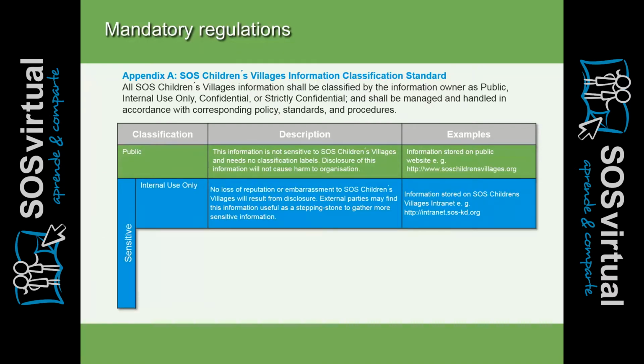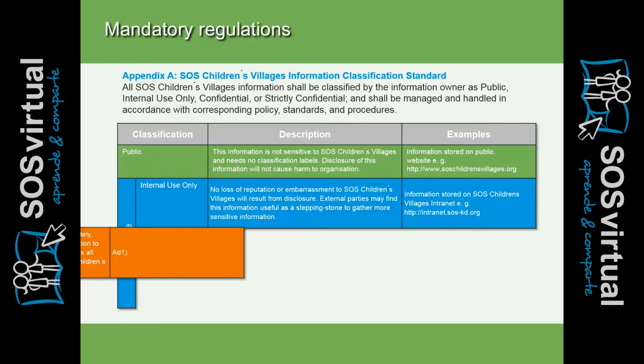Another classification of information is sensitive. This type of information is for internal use only. Its disclosure does not represent a loss of reputation or embarrassment to SOS Children's Villages. External parties may find this information as a stepping stone to gather more sensitive information for unknown purposes. An example of this is the information available within our virtual collaboration platform.